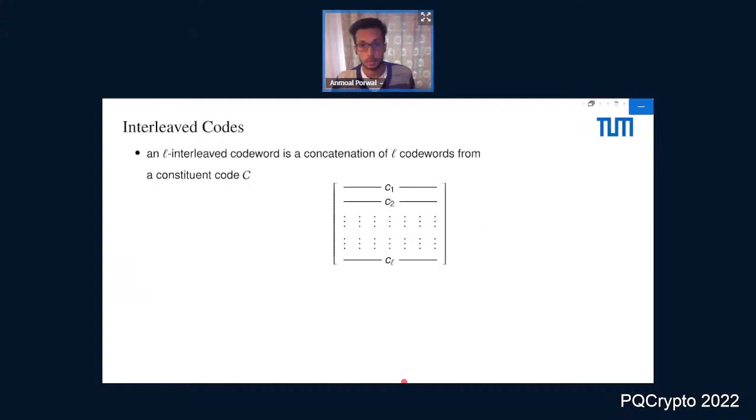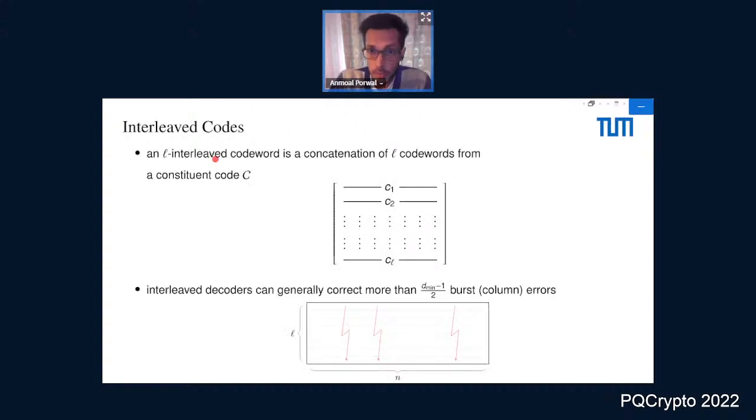Okay, so let me first explain what interleaved codes are. An L-interleaved codeword is just a concatenation of L codewords from a constituent code C. What that means is that you have a constituent code C, and from that you just take any L codewords, concatenate them and put them in a matrix. So this would be one L-interleaved codeword.